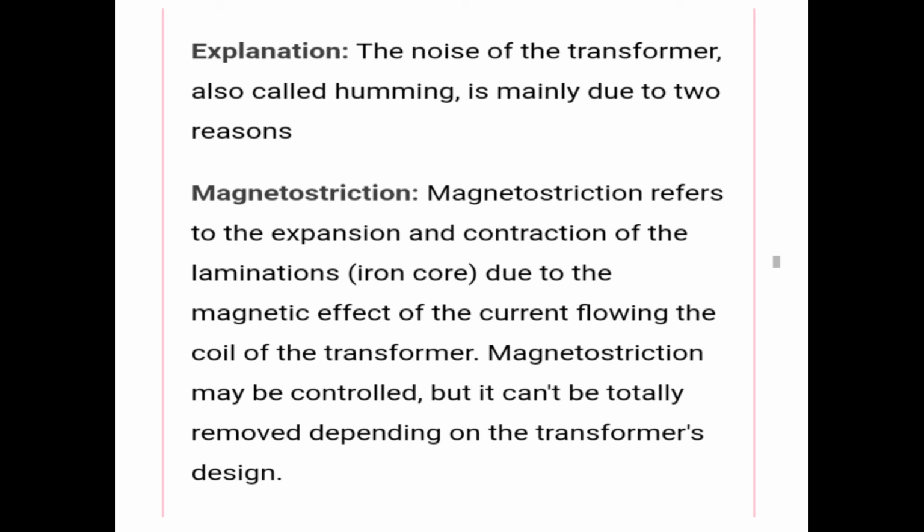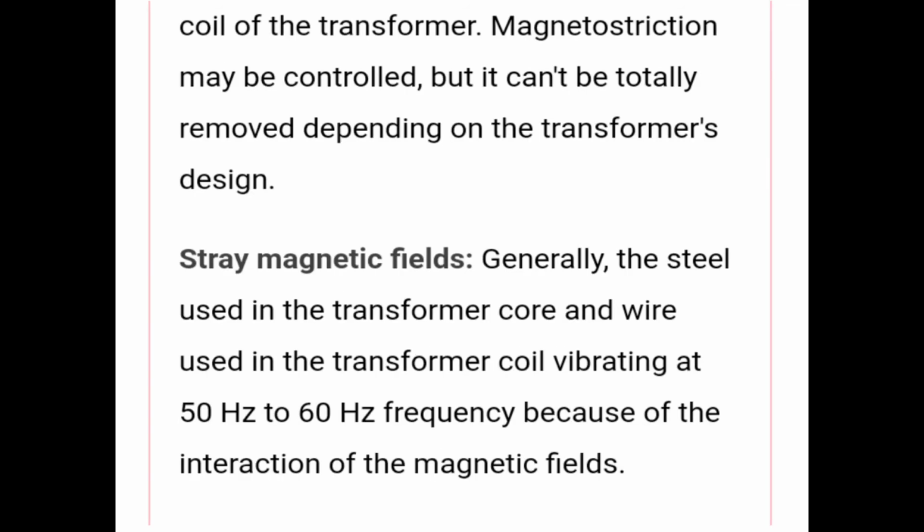Magnetostriction may be controlled, but it can't be totally removed, depending on the transformer's design. The second reason is the alternating magnetic field. Generally, the steel used in the transformer core and the wire used in the transformer coil vibrate at 50 Hz to 60 Hz frequency because of the interaction of the magnetic field.